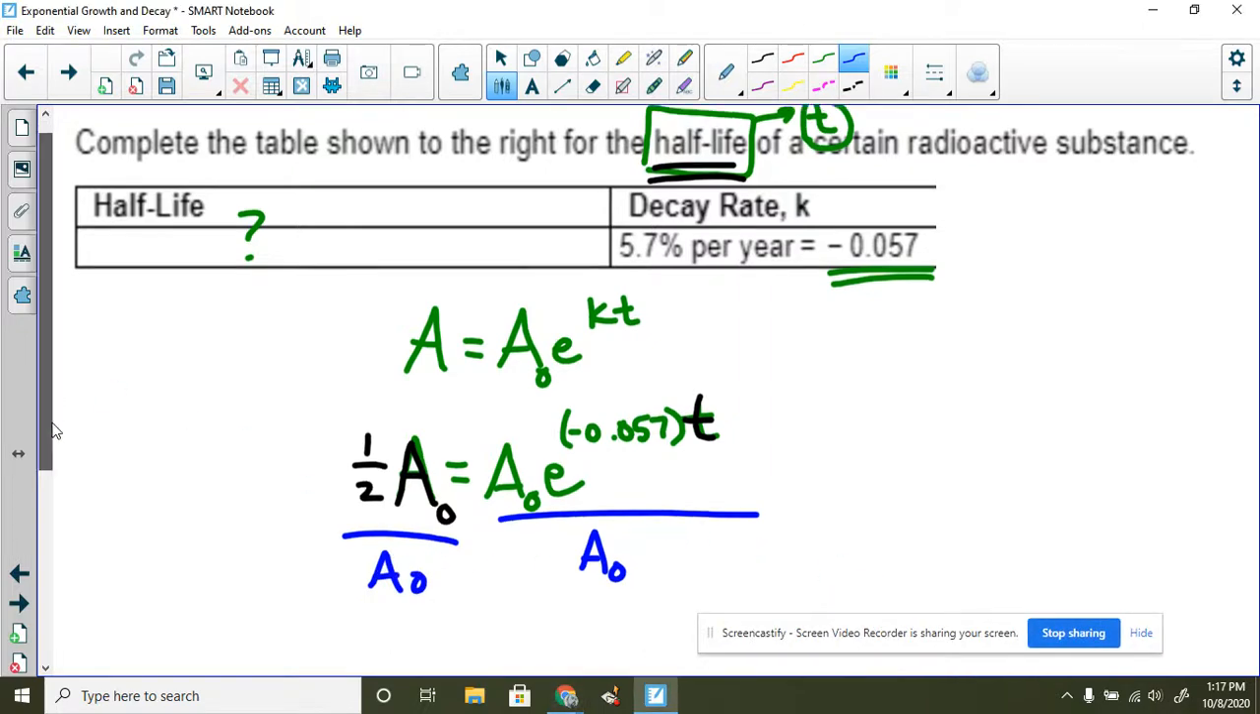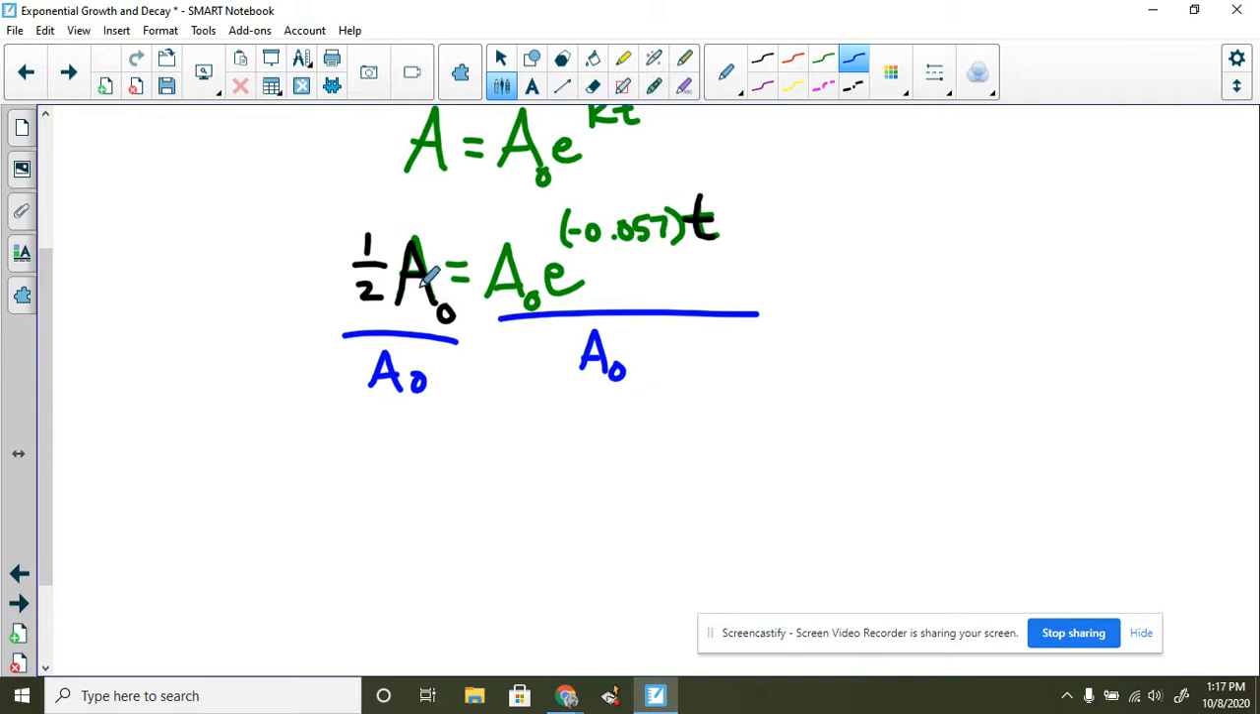And if I can express the left side in terms of A naught, and then I divide by A naught, those are going to cancel. And I'm going to have 1/2 equals e to the negative 0.057 T. And now I do only have one variable. Okay, so even though the prospects of this problem started poorly, once I was able to express this unknown in terms of a variable that was already in the problem, I got rid of one of my variables.